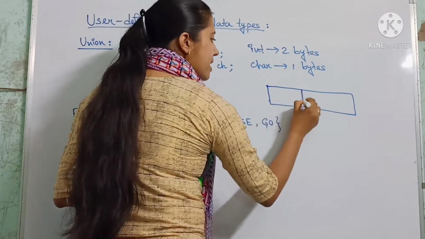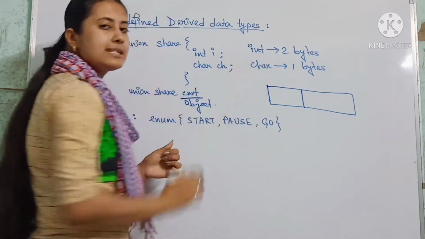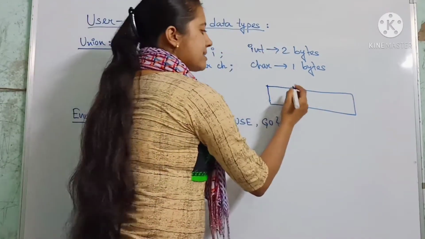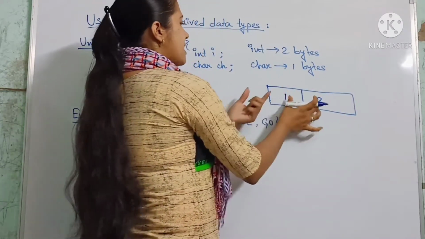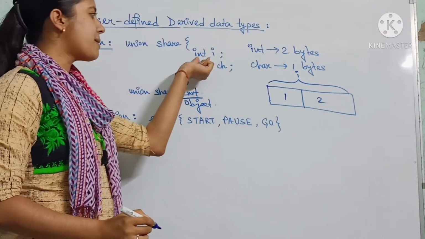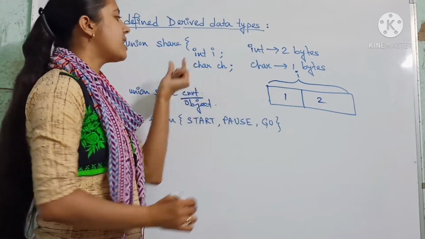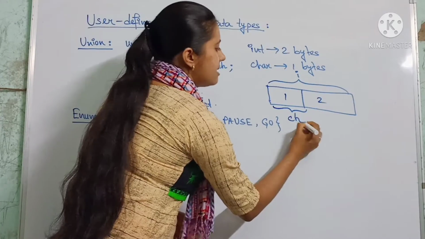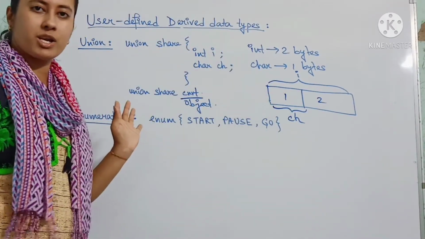It allocates 2 bytes of memory depending upon the highest data type. So depending upon the highest data type, it will assign 2 bytes of memory, and from that 2 bytes it will assign these 2 bytes to this integer data member, and from these 2 bytes it will share 1 byte to this character data type. Means the union performs the sharing operation.